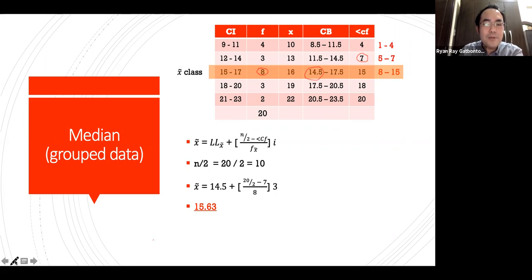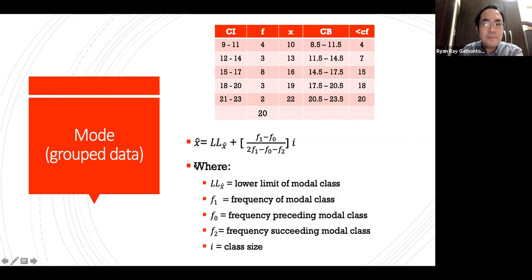To determine the mode of the group data, we have to take note of this formula. Okay, we use this formula. Now, these symbols represent the following.